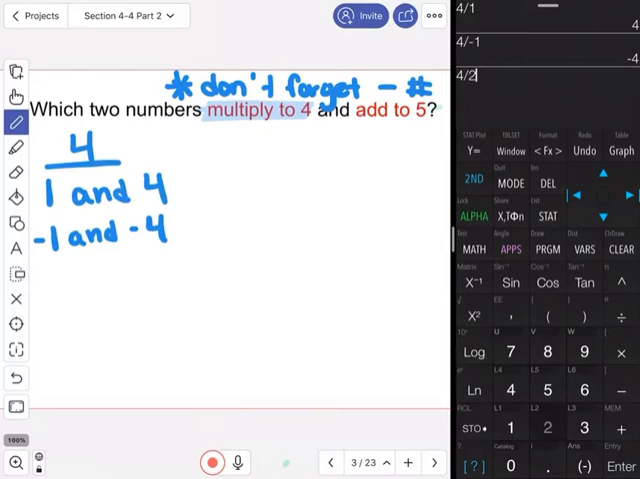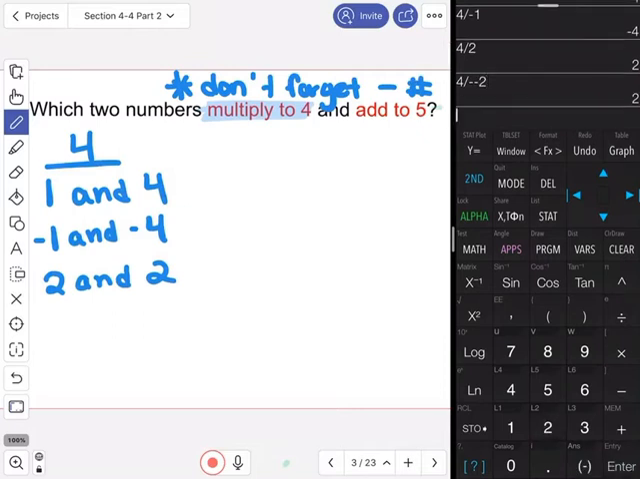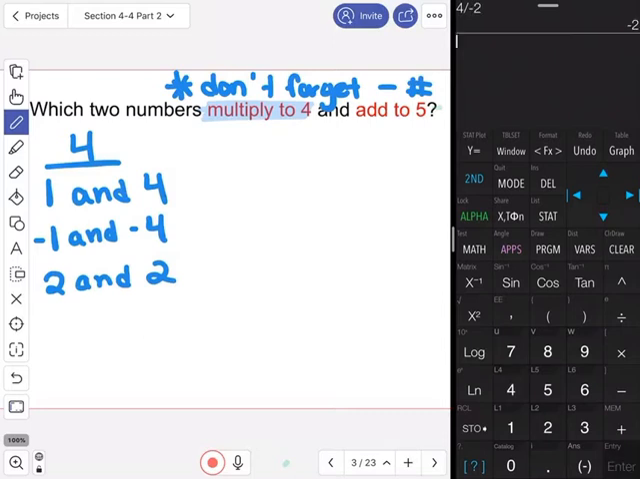So 4 divided by 2 gives me positive 2. So I have 2 and 2. And again, I now have to consider the negative version of that number. So 4 divided by negative 2 gives me negative 2. Now because I have 2 and 2, I'm done listing all of my possibilities.